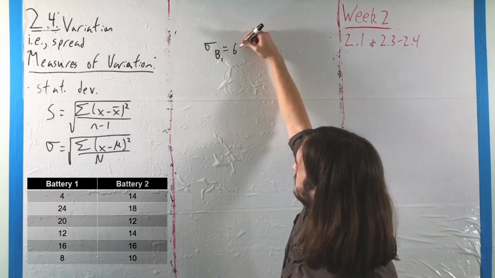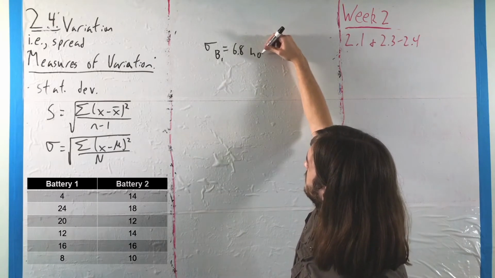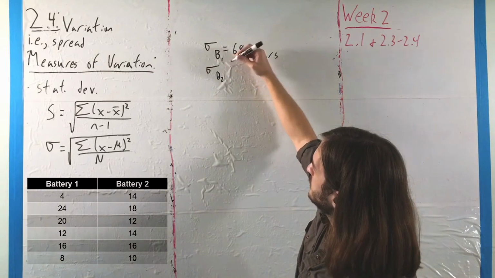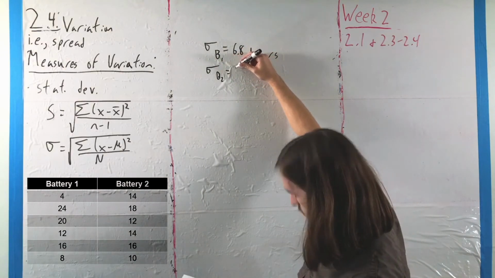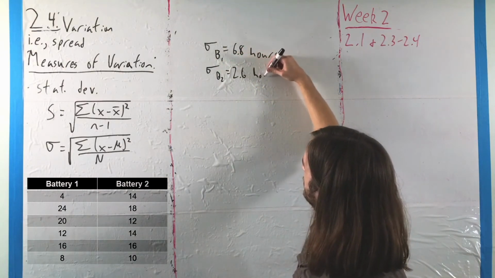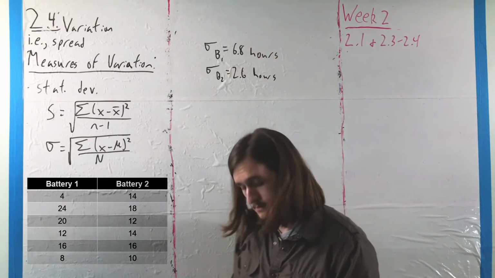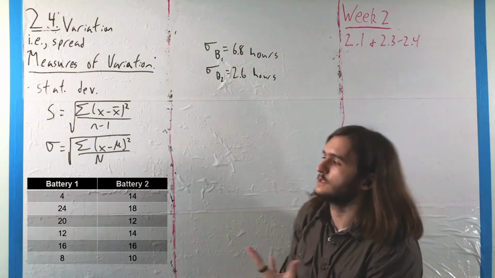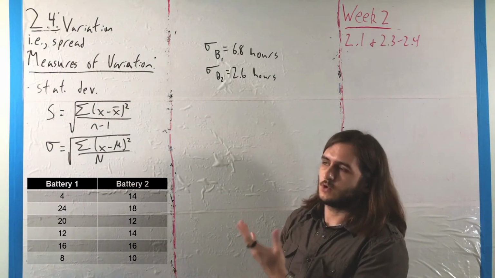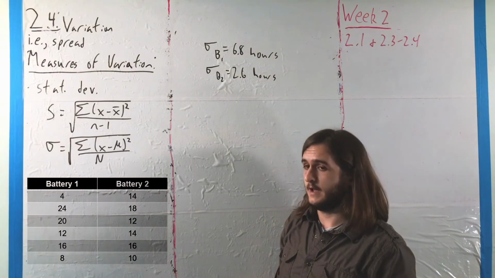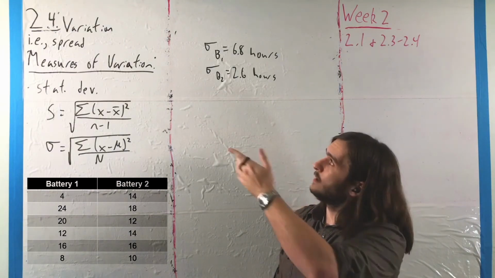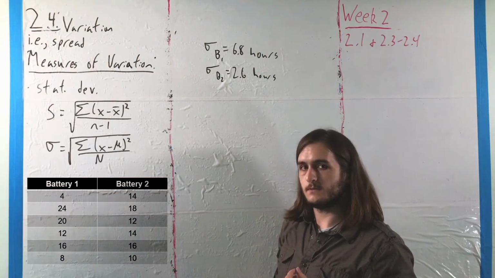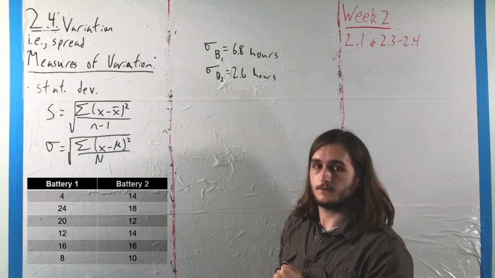of 6.8 hours, while for the second battery, we will get a standard deviation of 2.6 hours, showing that, again, the second battery is more consistent. Where here we're saying that, on average, you're only off by about 2.5 hours, whereas, on average, you can be almost 7 hours away from the mean when talking about that first battery.